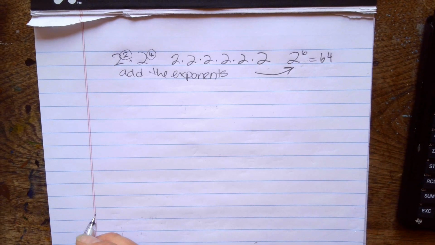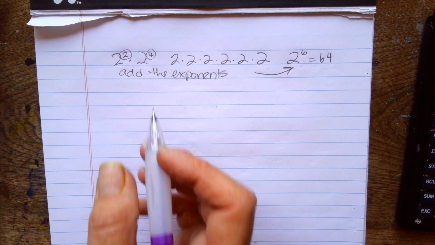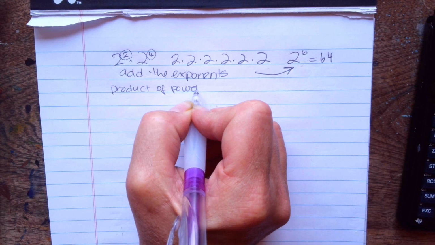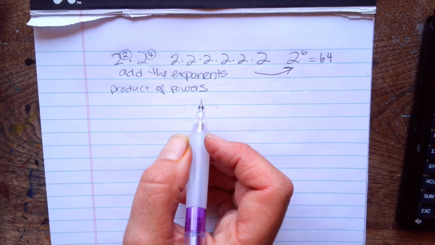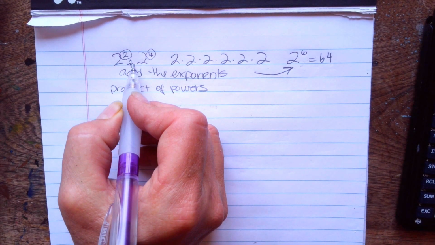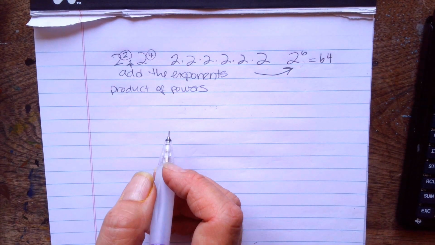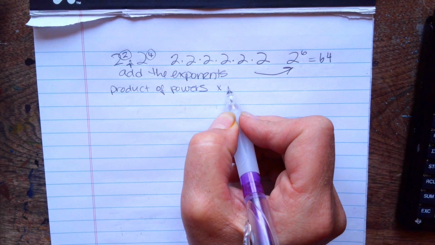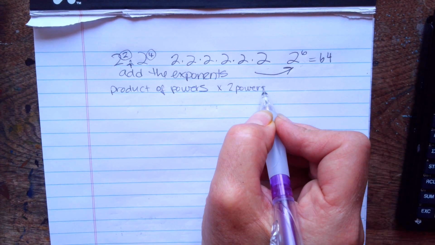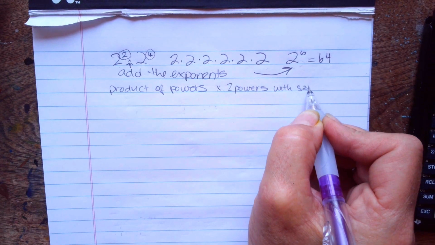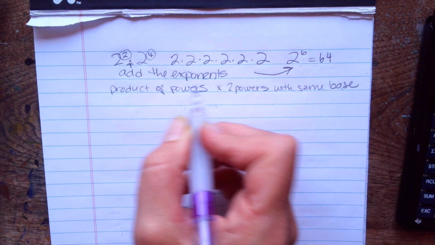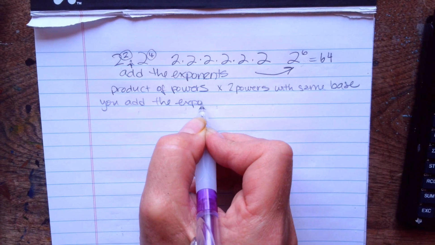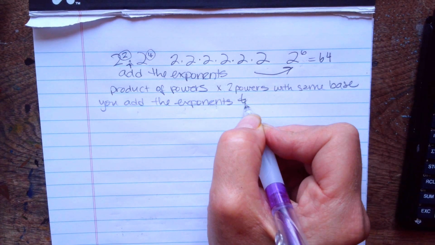So what they call it is product of powers. And what that means is when you multiply two, that's what they're doing here, they're multiplying. So when you multiply two powers that have the same base, that's the rule. So when you multiply two powers with the same base, you add the exponents together. So they write it out like this.